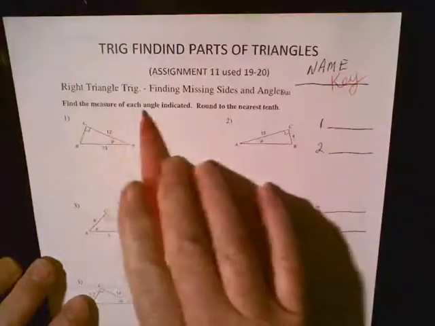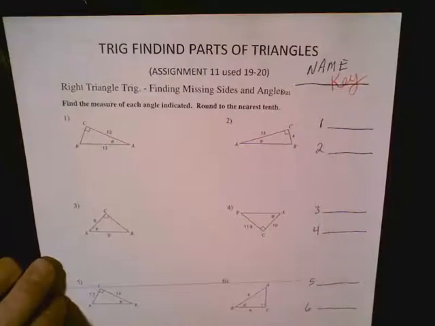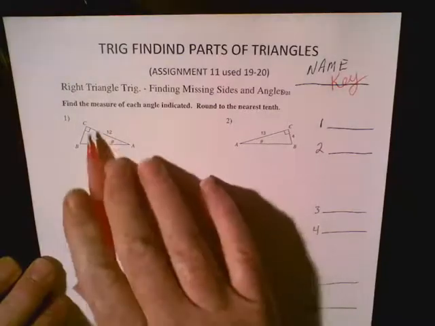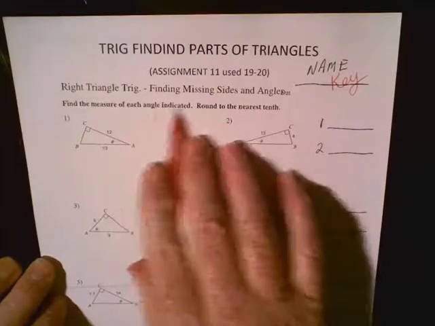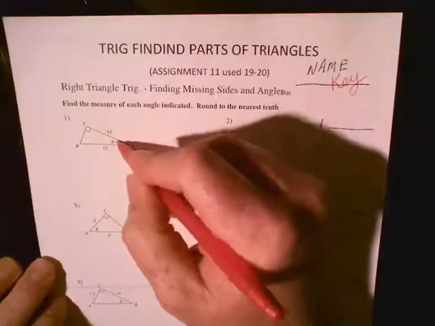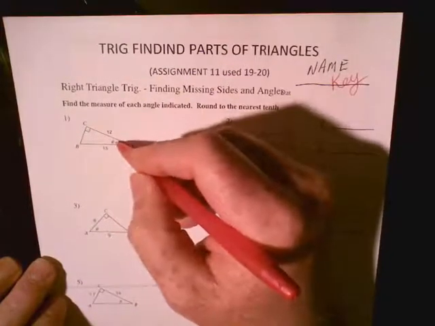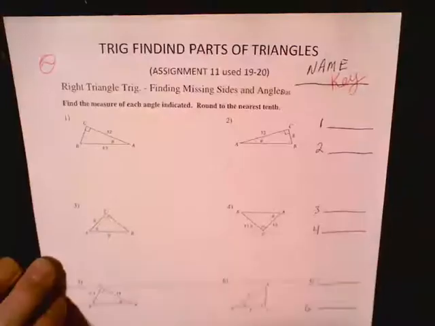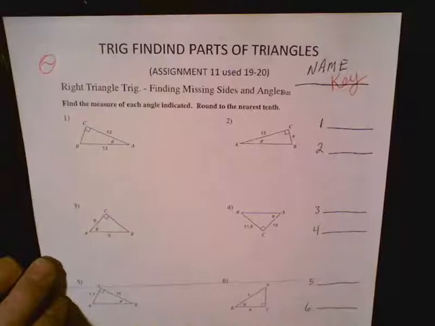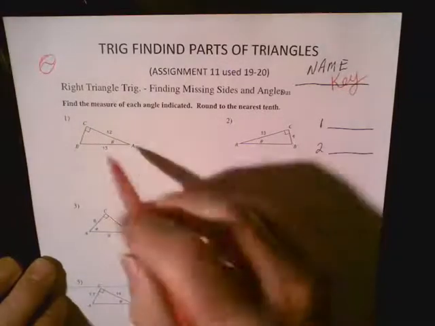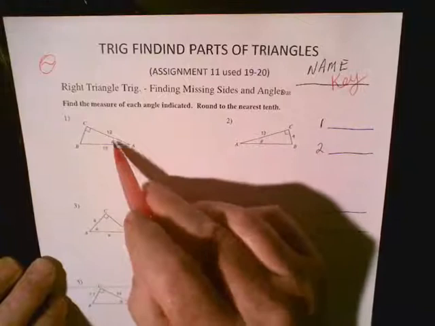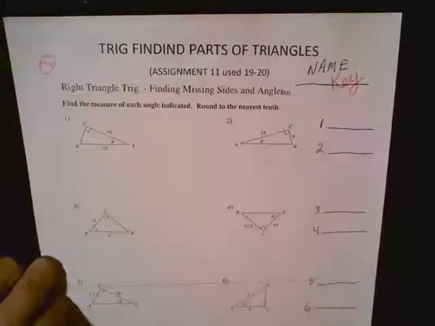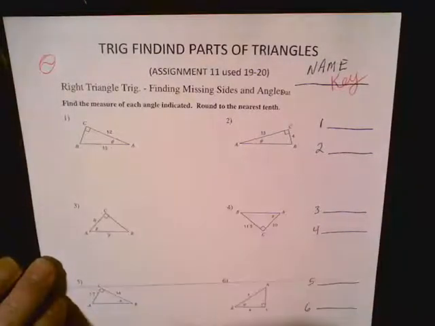First part says find the measure of each indicated angle. I'm just going to do the odd numbers and let you do the even numbers to try each one to make sure you understand it. I talked in prior videos that this symbol is a theta, and that's what we use to represent angles a lot of the time. We could also say angle A here, but they use that symbol a lot, so just know that's what we're looking for, that certain angle.